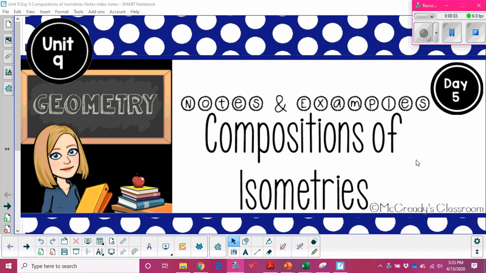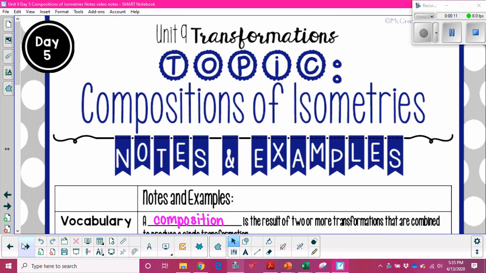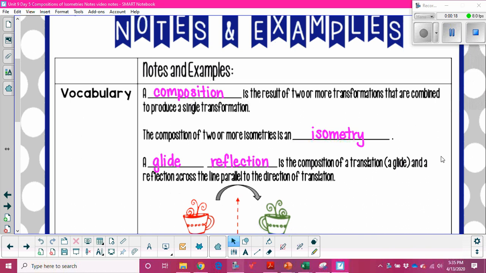This is day 5 of Unit 9. We're talking about compositions of isometries. And the first thing we're going to talk about is what a composition is. A composition is the result of two or more transformations that are combined to produce a single transformation.